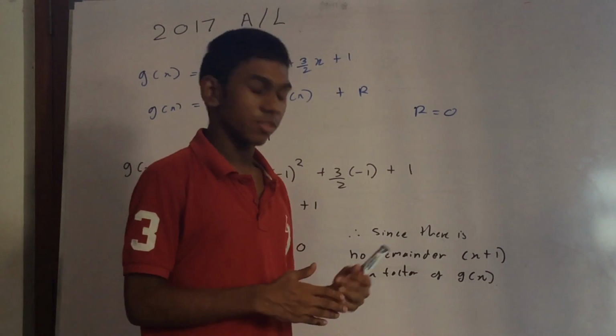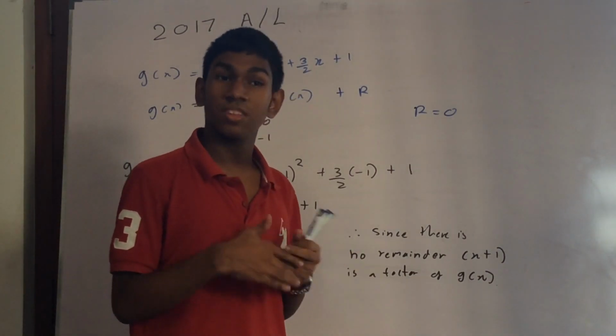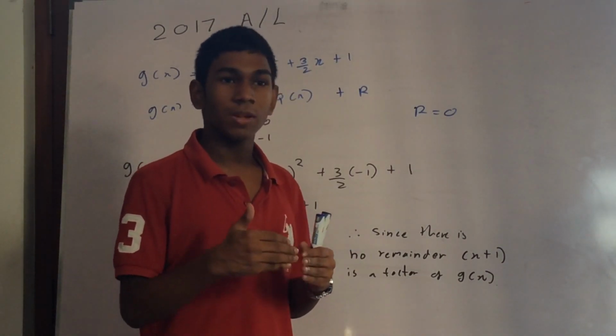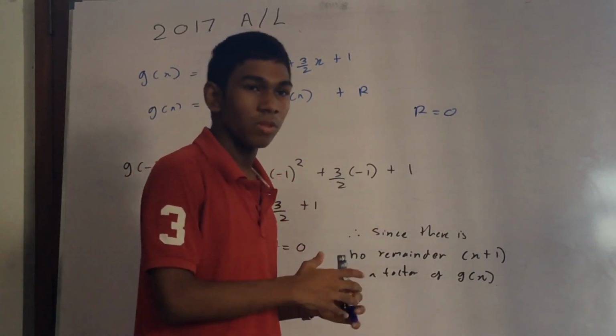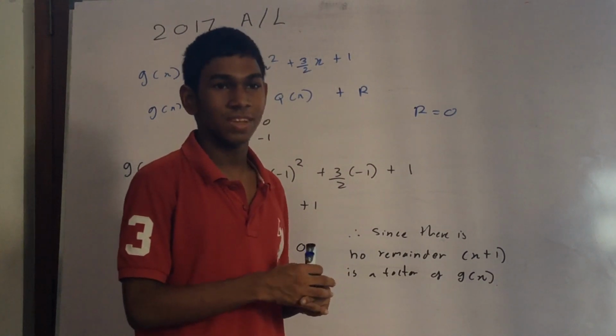I hope you understood what a degree is. Degree is normally the highest power of the variable, and what the remainder theorem and factor theorem are, and how we solve the 2017 error question.